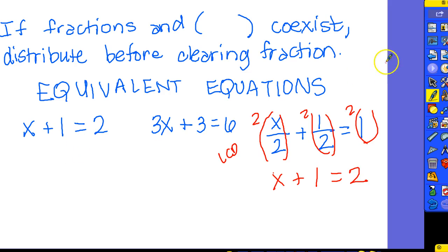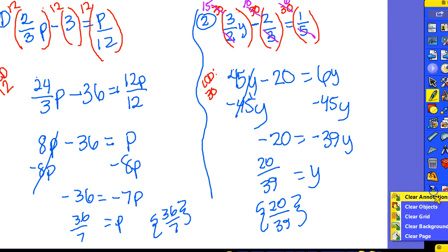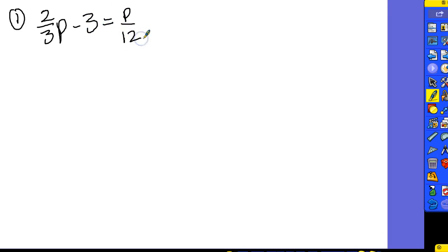So let's start off with number 1. Ready? I'm going to erase all this real quick. Okay, so number 1, and I'm going back to my pencil. We have 2/3 p minus 3 equals p over 12. Okay, so here we have the equation, and it's not a friendly equation, right? So we're going to rewrite it as an equivalent equation and get rid of the fraction.